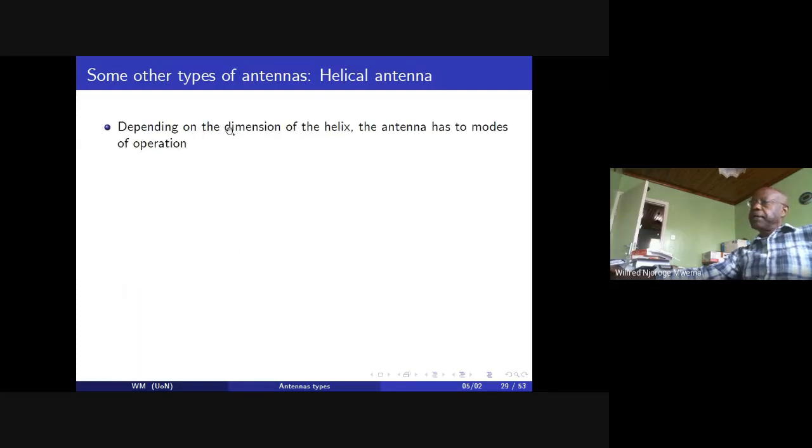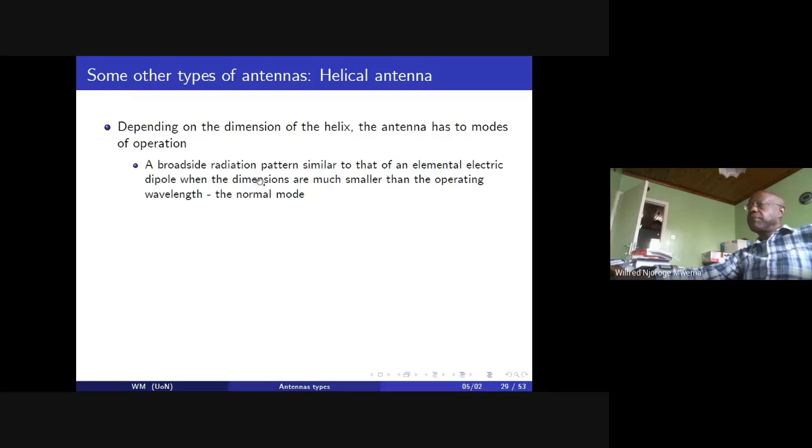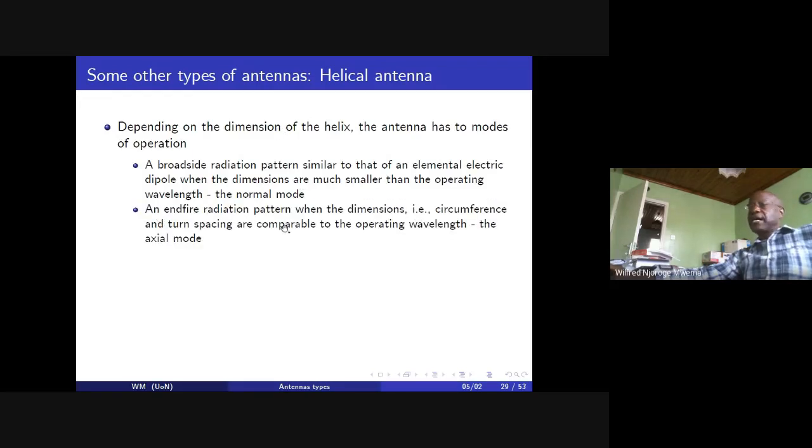So depending on the dimension of the helix, the antenna has two modes of operation. One, we can have a broadside radiation pattern similar to that of an elemental electric dipole when the dimensions are much smaller than the operating wavelength. That is the normal mode of operation of these antennas. Then we can have an end-fire radiation pattern when the dimensions, that is the circumference and the turn spacings, are comparable to the operating wavelength. And this will be called the axial mode.